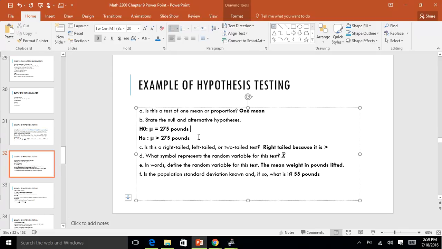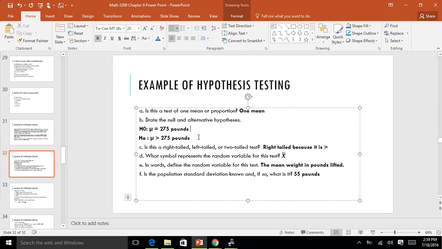So C, is this a right-tailed, left-tailed, or two-tailed test? This is a right-tailed test because it's a greater than symbol in the alternative hypothesis. Okay, what symbol represents the random variable for this test? And that is capitalized X bar. In other words, capital X bar equals the mean weight in pounds lifted. That's what they're trying to determine.